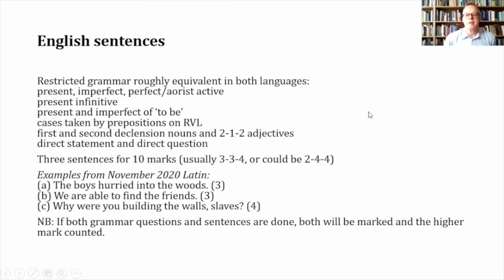Okay, the English sentences, those use restricted grammar, which is roughly the equivalent in most languages, i.e. present, imperfect, and either perfect in Latin or aorist in Greek. Active, of course, tenses, present infinitive, present and imperfect of to be, cases taken by prepositions that are on the restricted vocabulary, first and second declension nouns and 2-1-2 adjectives, direct statement and direct question. 3 sentences for 10 marks, usually 3-3-4, it could be 2-4-4.